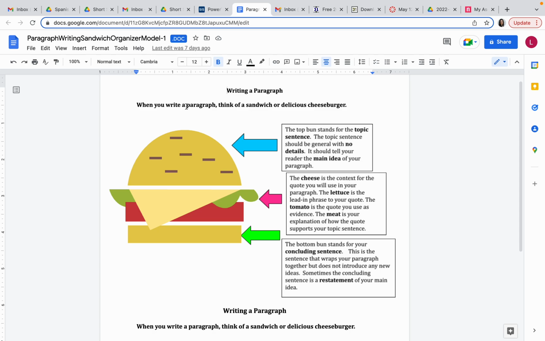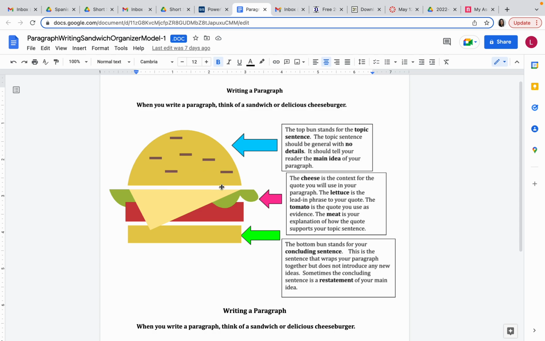If you think about a sandwich, the top bun is like the topic sentence. The topic sentence should be general, not really a lot of details. It should just be the main idea of your paragraph, which means that every other sentence that comes after it should have something to do with this big idea that you put as your bun, or the topic sentence.